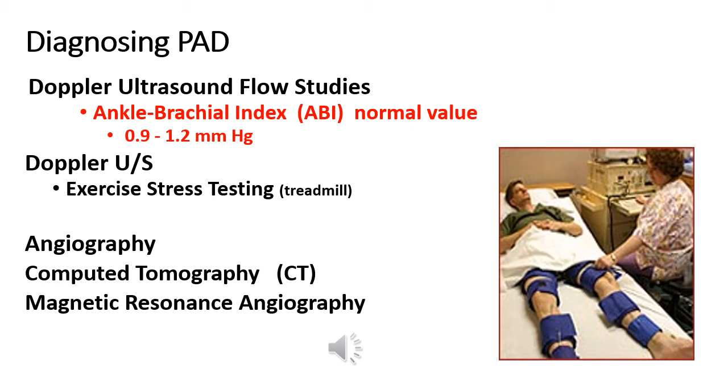Also, angiograms, CAT scans, and MRIs can be done to help to assist with the location of the problem. So the Dopplers more look at the pathway and the flow, and these tests more look at where is the problem. Important to know for surgical intervention, of course.